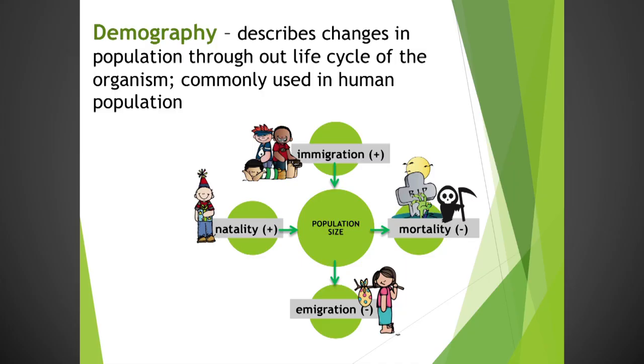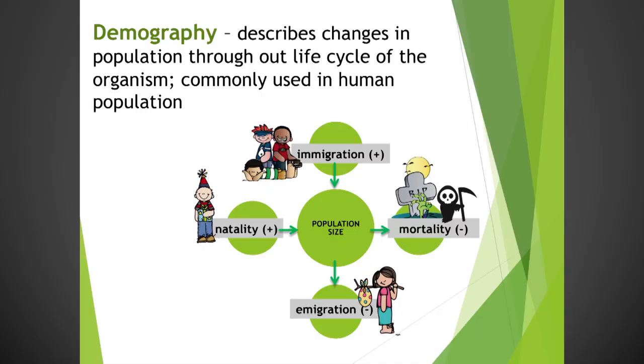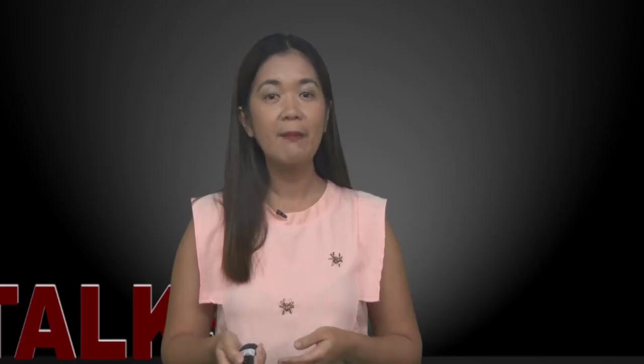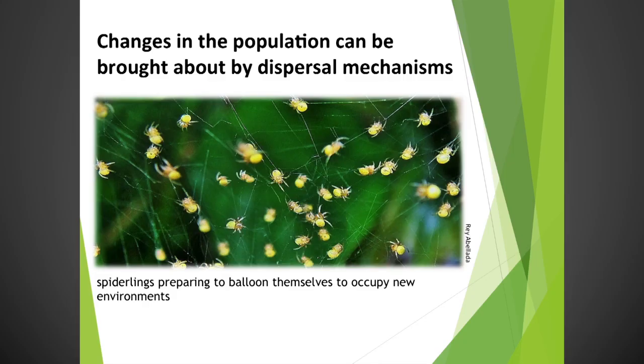So demography actually describes population throughout the life cycle of an organism. This is commonly used in human populations, but for today, we use it for general purposes. So populations are affected by birth, or what we also call natality. When members of the population die, this is what we term mortality. Immigration is new members entering the population but not through birth. And some members of the population also leave it, thereby reducing population size through emigration. And emigration happens because of some dispersal mechanisms of certain populations.